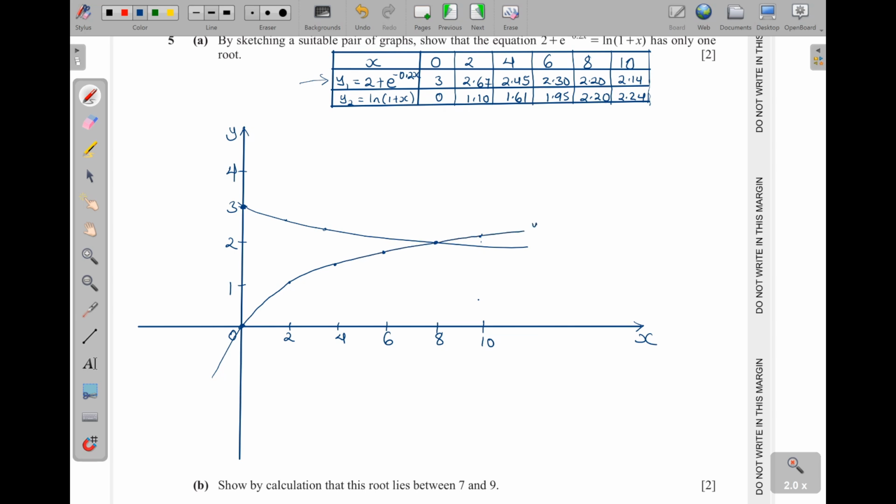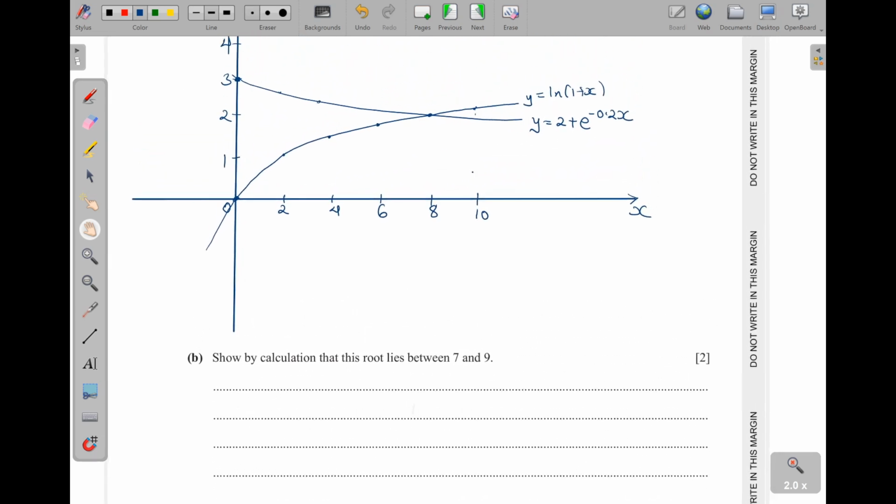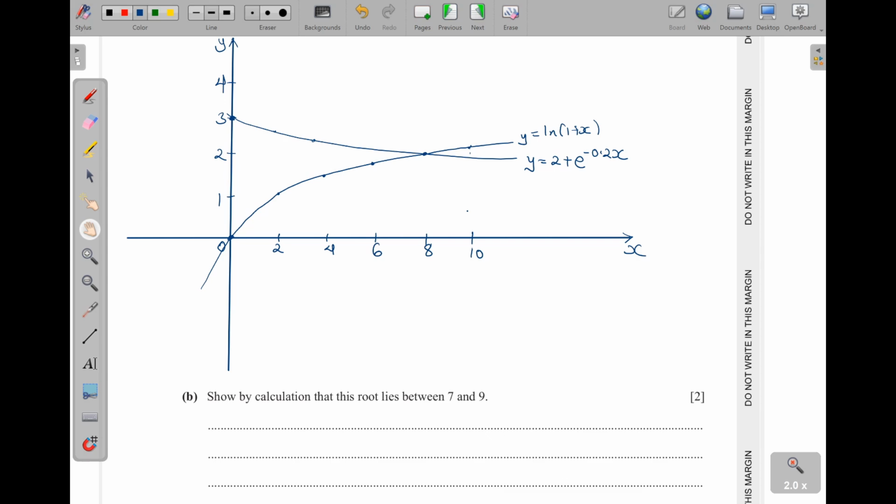Okay, this is the one for y equal to natural log of 1 plus x. And then this one is for y equal to 2 plus e to the power of negative 0.2 of x. So they meet at one point. That is how we can show it graphically. And then show by calculation that this root lies between 7 and 9. Actually we have seen it is around 8 here.